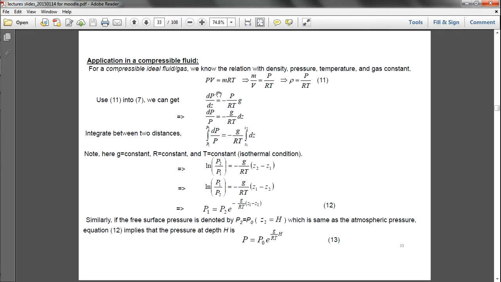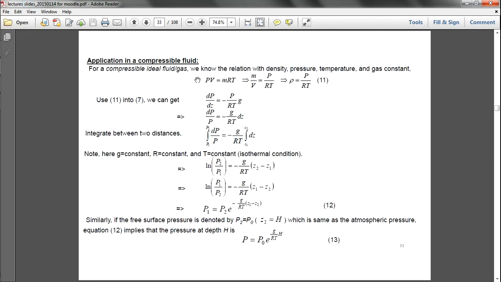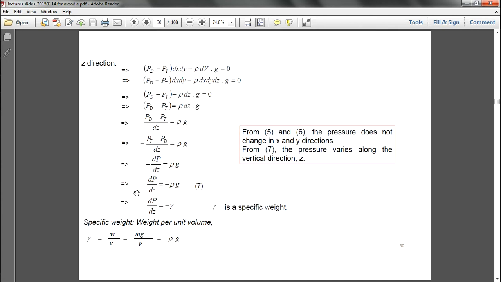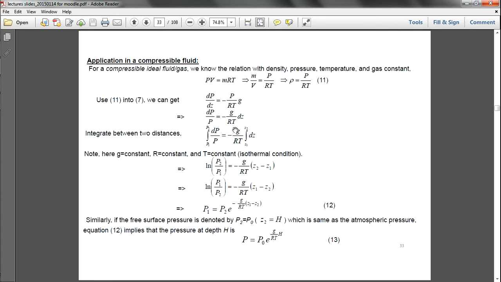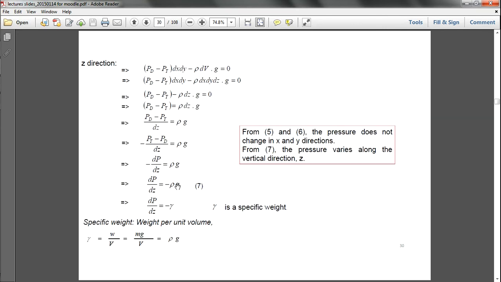So you use this and this, and then sub into your equation, because you know that density can be rewritten as P over RT. Also take note that this is when the fluid is at rest, which is why we can use this formula. So you just substitute density into the equation, which is also gamma.